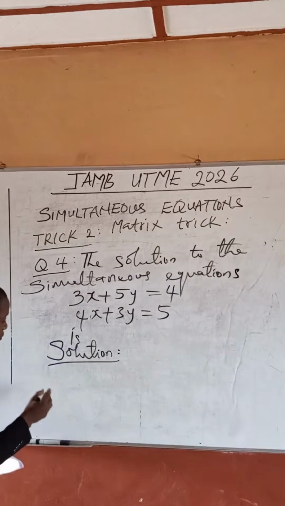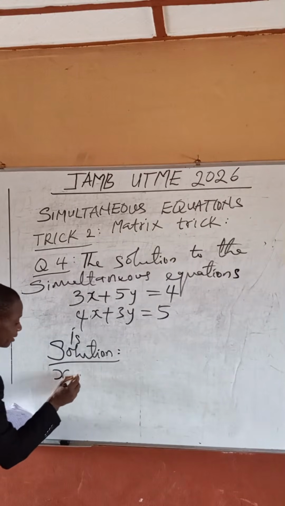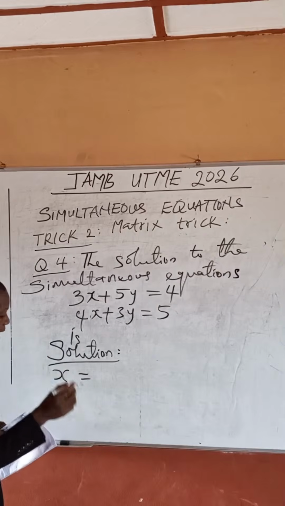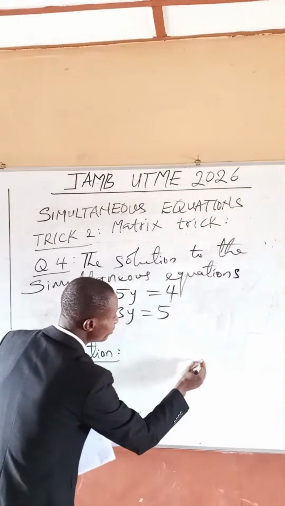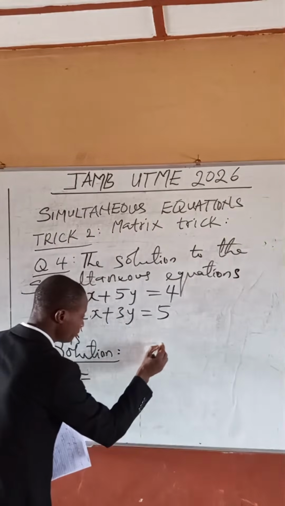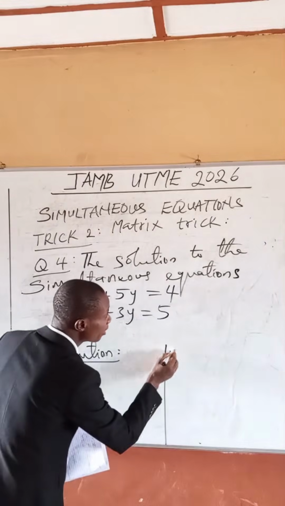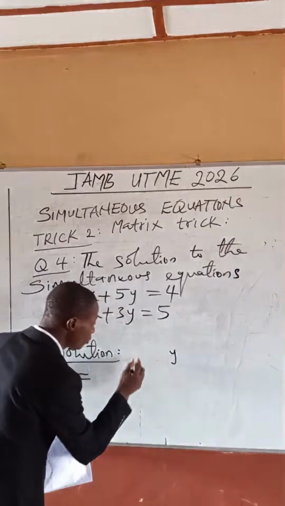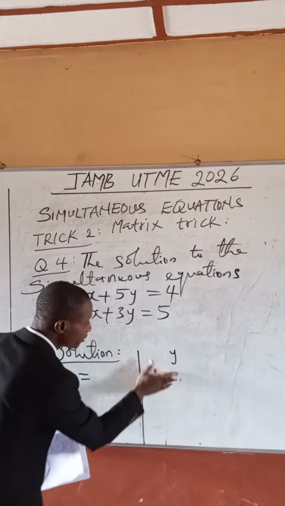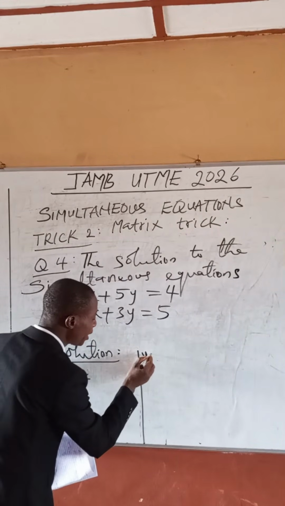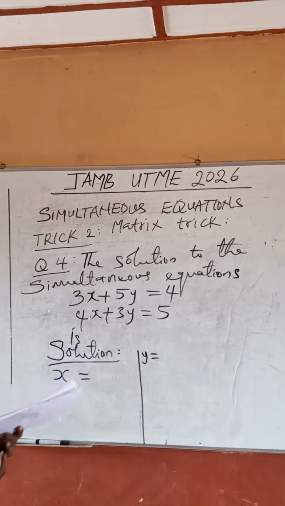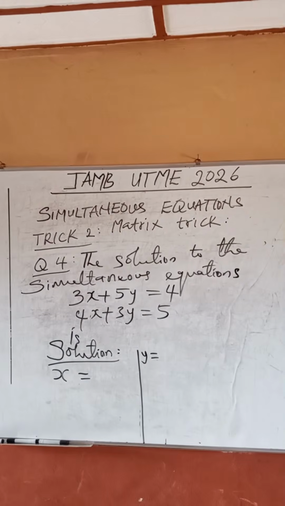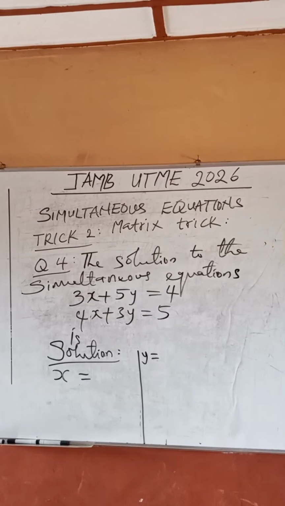Now, how do we get the solution? Write X and write Y. So let our X be here and let our Y be somewhere around here. Sorry, I'm going to put it here. Yes, there's something we want to do. What is that we want to do? We want to find the values of X. So can you help us?